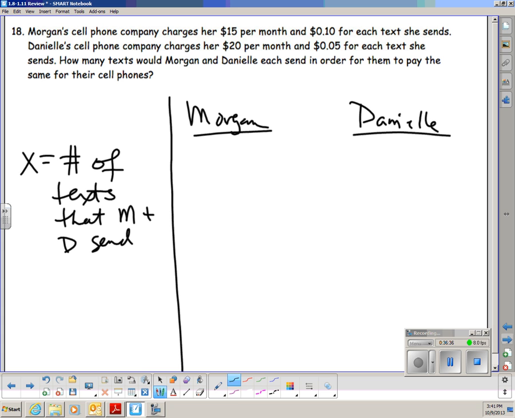Morgan, she's got to pay $15 a month plus 10 cents for every text. I don't know how many texts there are, so that's x: 15 plus 0.10 times each text. Danielle, $20 per month. She's got to pay a little more per month, but she only gets to pay 5 cents per text. I want them to pay equal amounts. There's my equation.